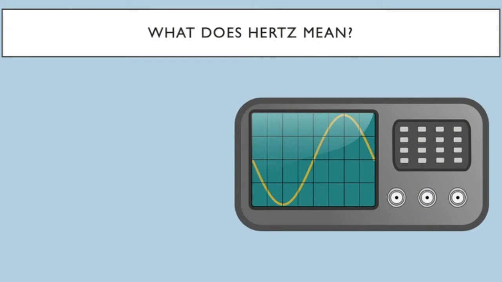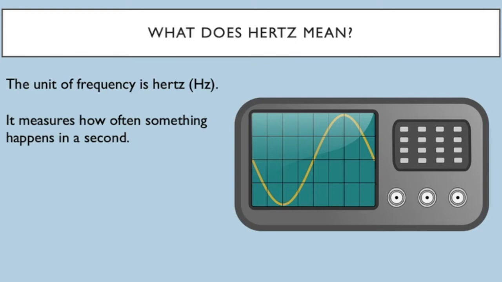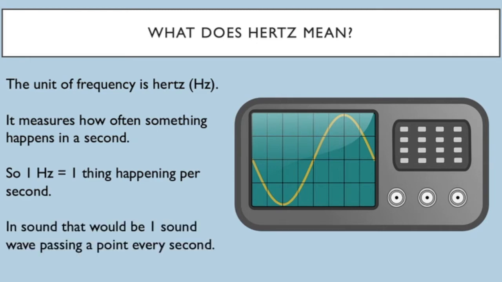Right, let's have a look at a definition that we really need to understand to be able to describe sound in a bit more detail. So what does hertz mean? The unit of frequency is measured in hertz. It measures how often something happens in a second. So 1 hertz equals one thing happening per second. In sound, that would be one sound wave passing a point every second.